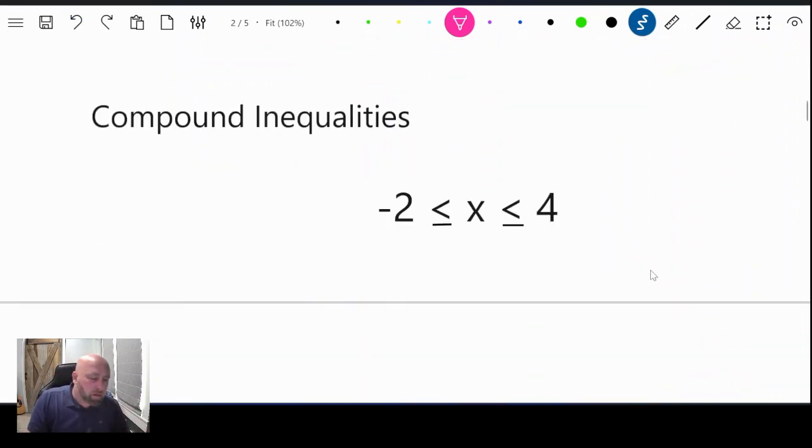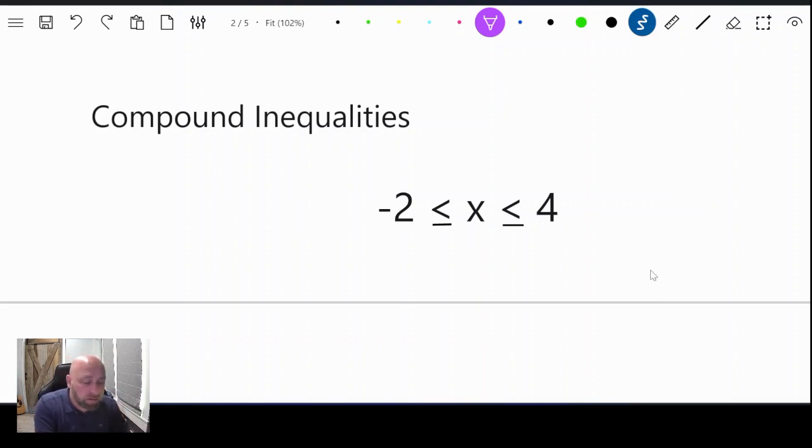All right, next thing that I want to look at in this lesson is compound inequalities. What is a compound inequality? Well, what's a compound sentence in English class, right? A compound sentence is when we have more than one sentence that's combined with something. There's a conjunction. We say, you know, Bob went to the store and he bought milk. Okay, so there's two sentences there. Bob went to the store, he bought milk. And it's connected with and.